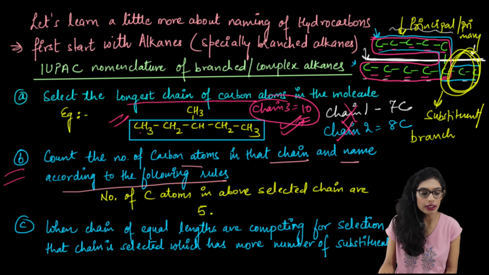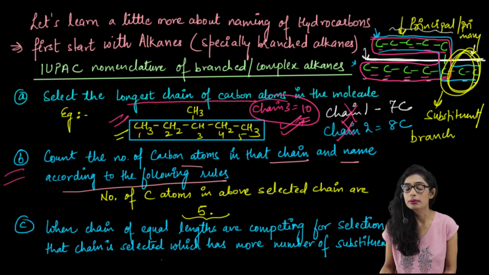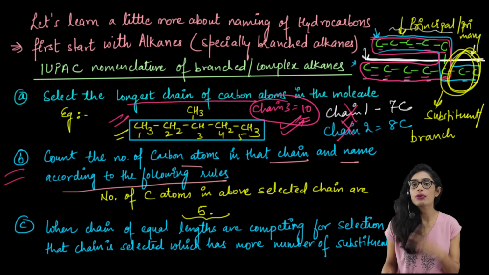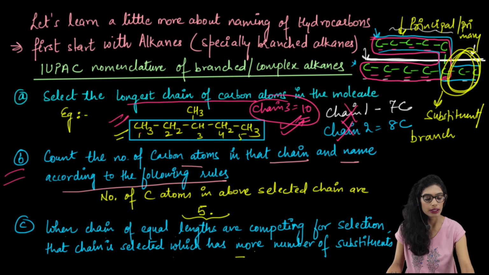So in this chain, how many carbons are there? 1, 2, 3, 4, and 5. So total 5 carbons are there in the above selected chain. So here we are done with the two rules. Come to the third rule. When chains of equal lengths are competing for selection, that chain is selected which has more number of substituent groups. Now let me explain what this means.